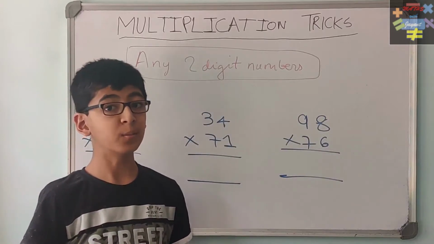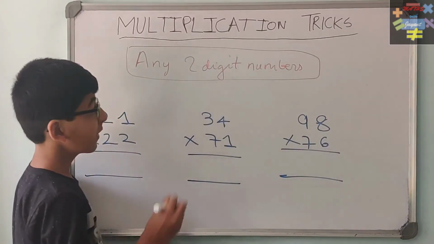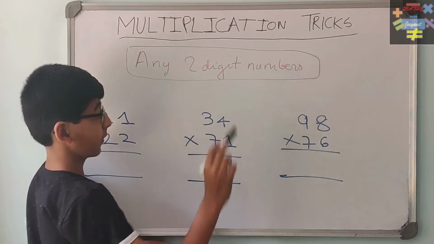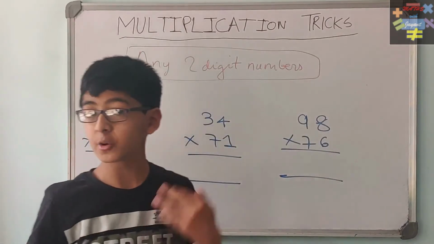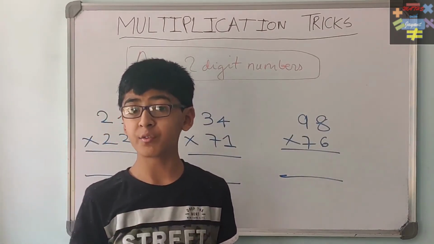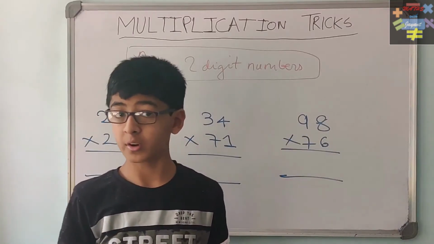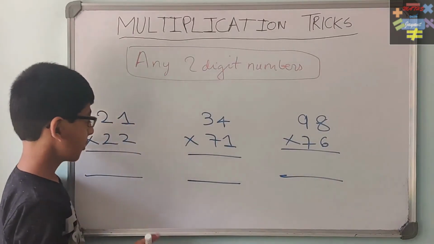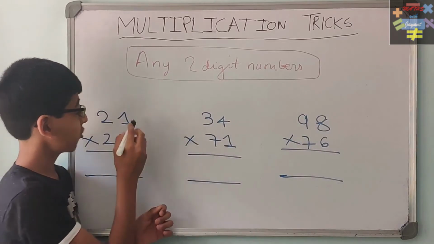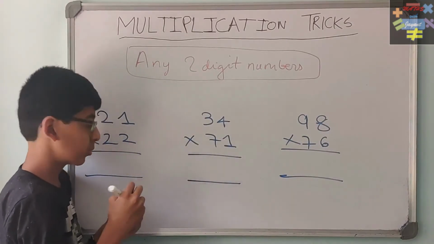Now let us move on to our last trick. Our last trick is the most special trick because we can multiply any 2-digit numbers with it. Let it be 92 into 26, 76 into 54, 48 into 64. Any numbers it can be. So first let us solve our first question, that is 21 into 22.